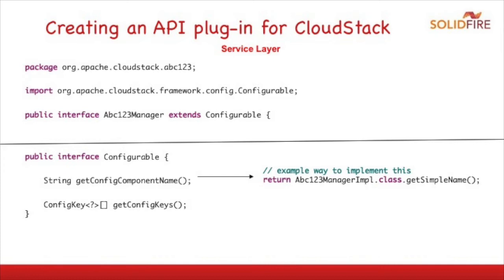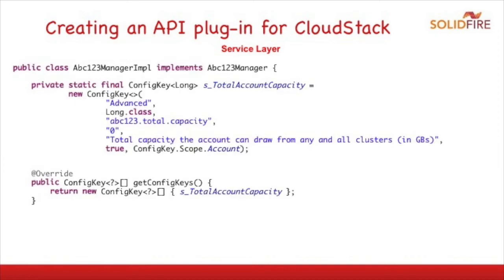The stuff that was more interesting is the getConfig keys method below it, and we'll see that implemented on the next slide. So here, we've got a public class. This is my business object, ABC123 Manager impl. Again, it implements the interface, ABC123 Manager. At the bottom, we can see that I implement that getConfig keys method. And it's pretty simple in my example here. You just return a new config key array.